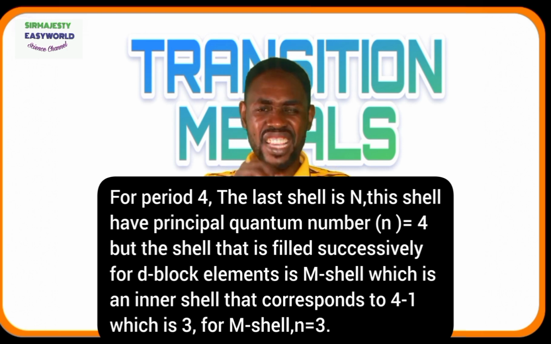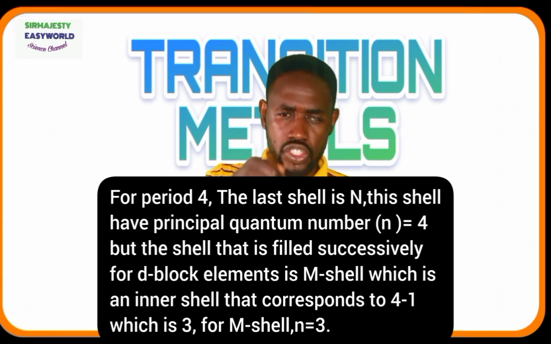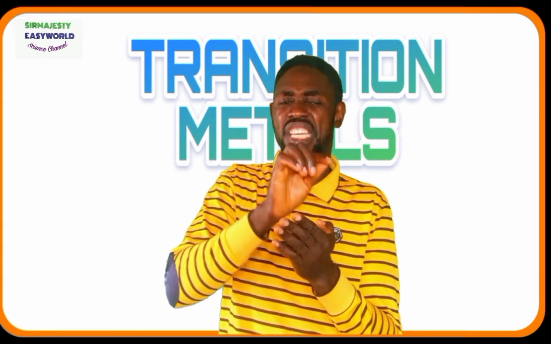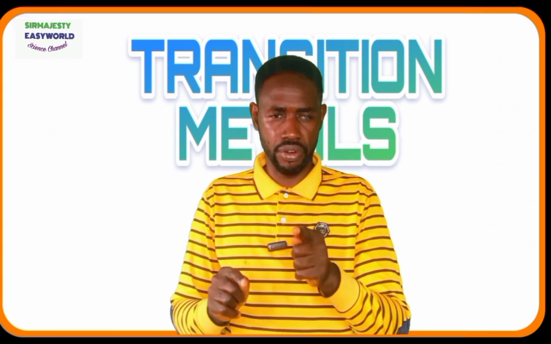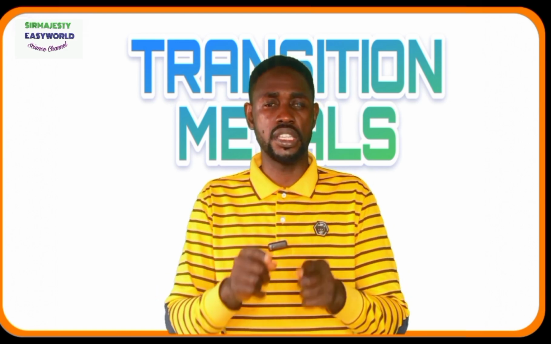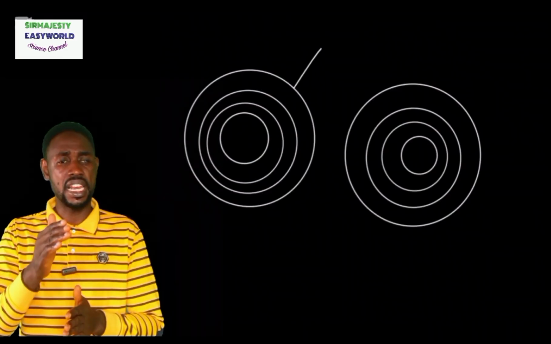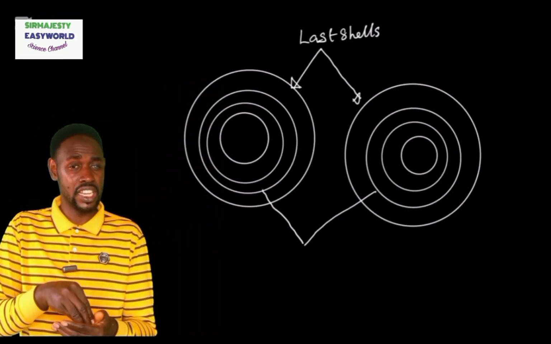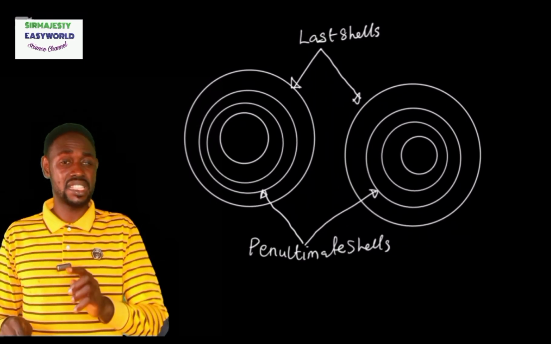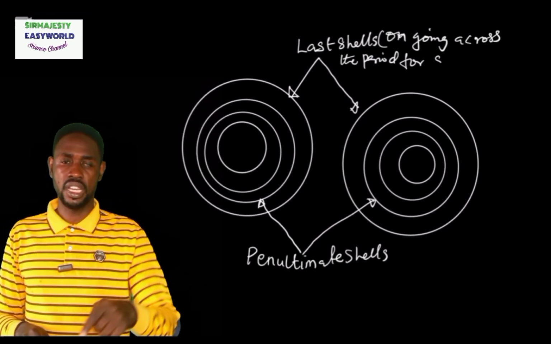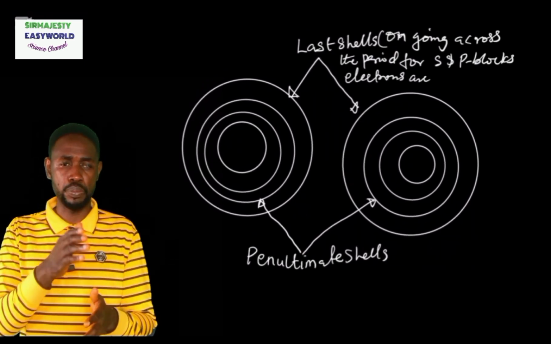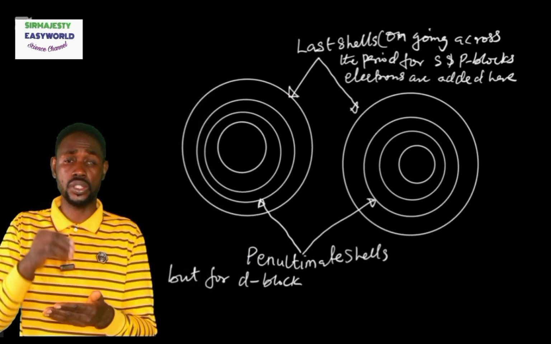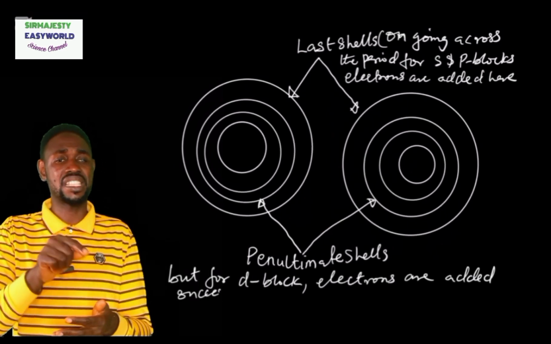In this case, extra 10 electrons are added gradually and successively to the n-1 shell to increase the number from 8 to 18 for elements in the D block. Electrons are successively added to the penultimate shell, that is the second to the last shell. This is unlike the S and P block elements, where electrons are successively added to the last shell as you move across the period.